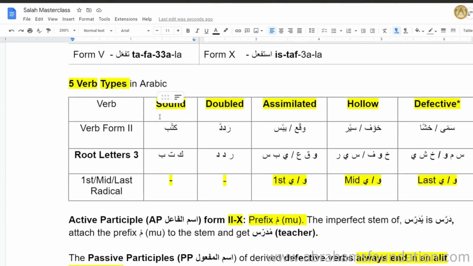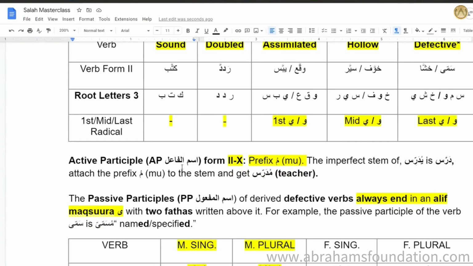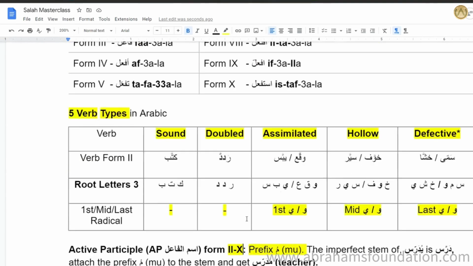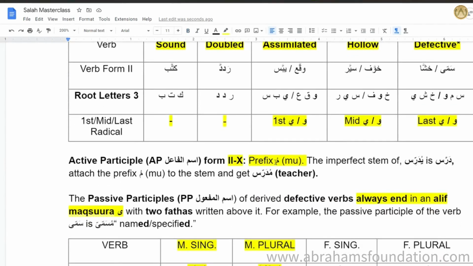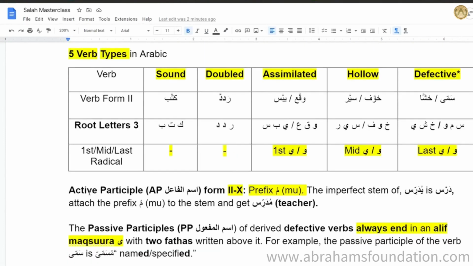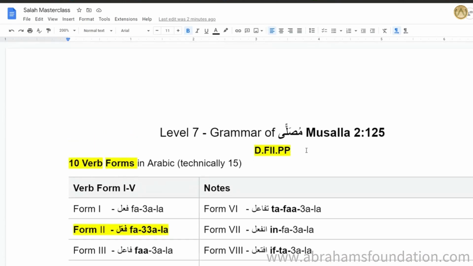So in any verb you take, all you do is add an alif to it. That's form one. You don't have to know that, but just letting you know, because right now what you really need to know is everything above form one. Only form one does this. Anything that's form two to ten, the beginning always has a meem in front of it. It's not relevant for Musallah because Musallah is not a form one. It's a form two.